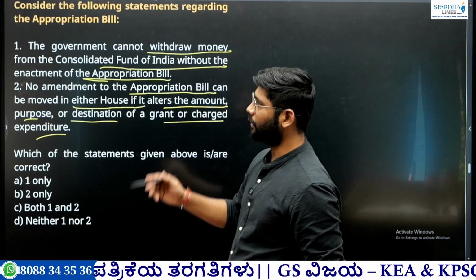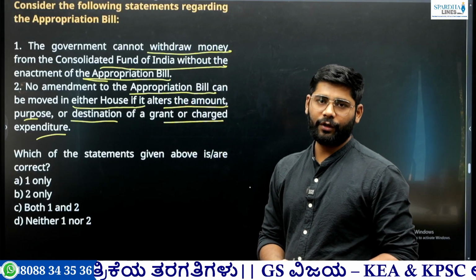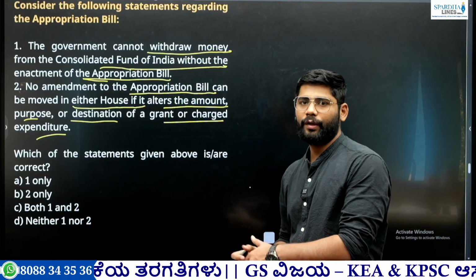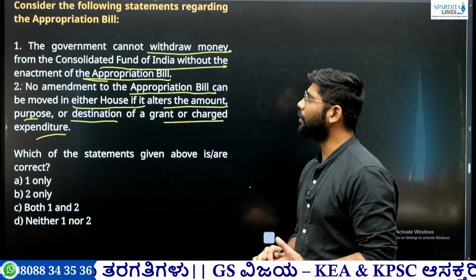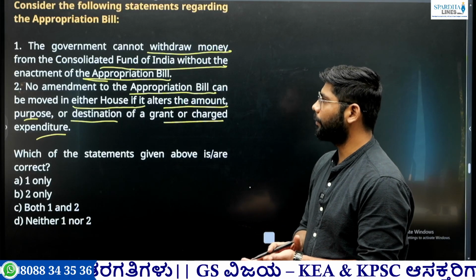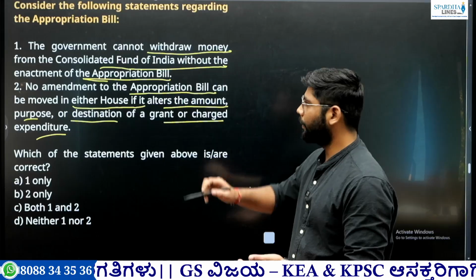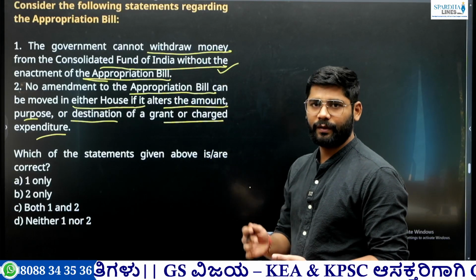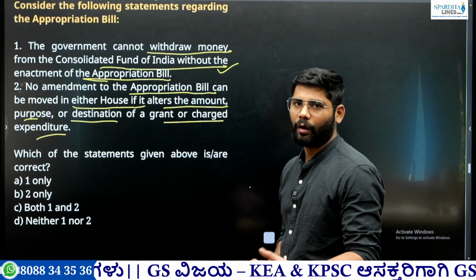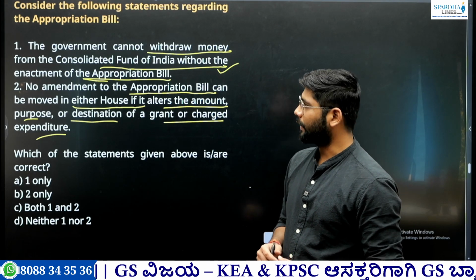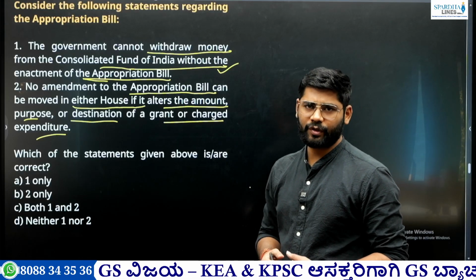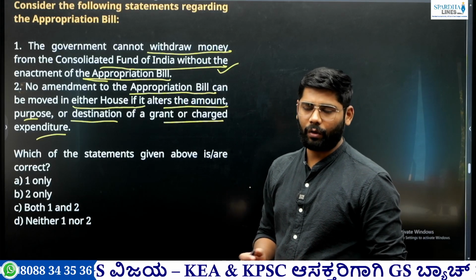I told this when we were discussing the conditions regarding the budget laid down in the Constitution. The first, that I told: the government cannot withdraw money from the Consolidated Fund of India without an appropriation bill. Yes, this is correct. So if the appropriation bill is delayed, then they will take a vote on account. So they will get one-third of the money for a certain period. After that, when the appropriation bill passes, they will get all the monies.